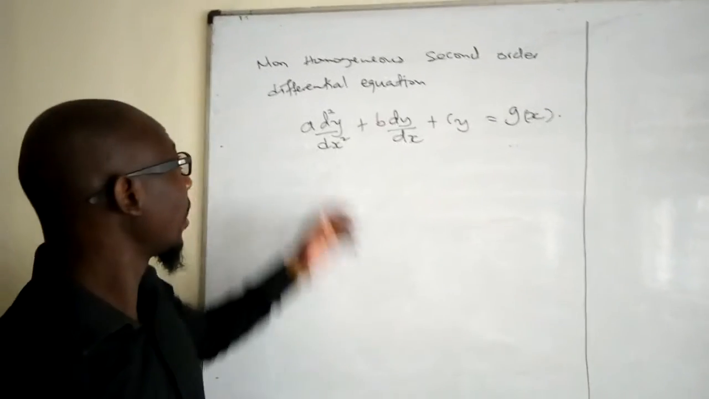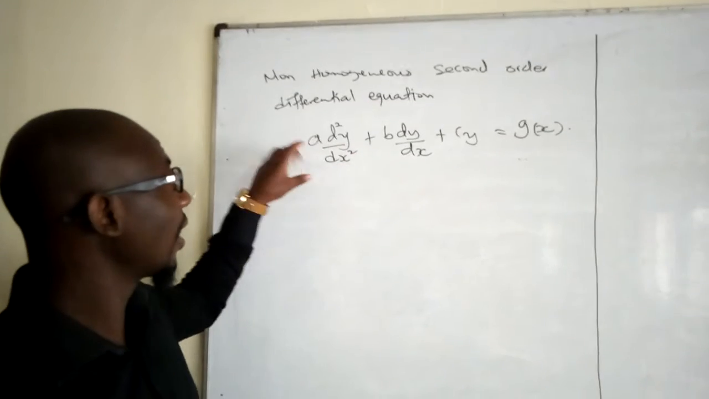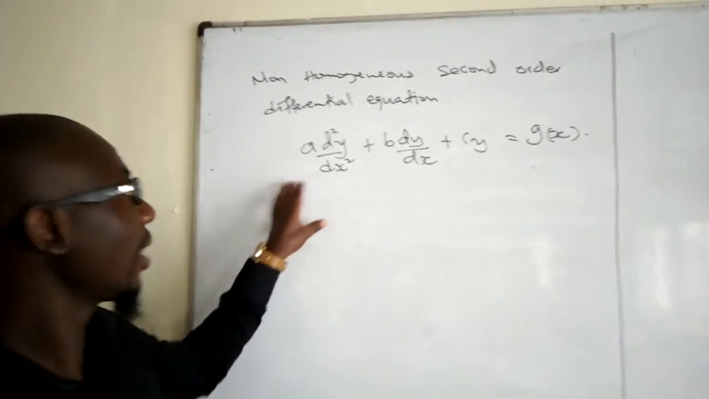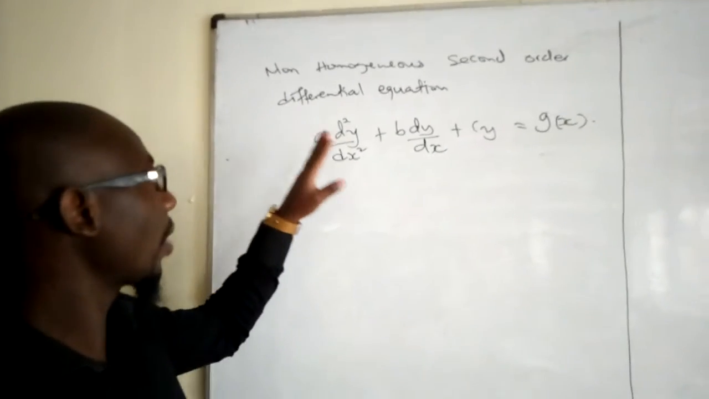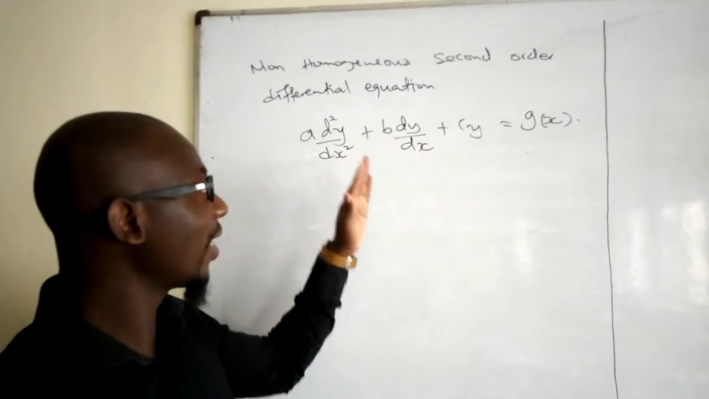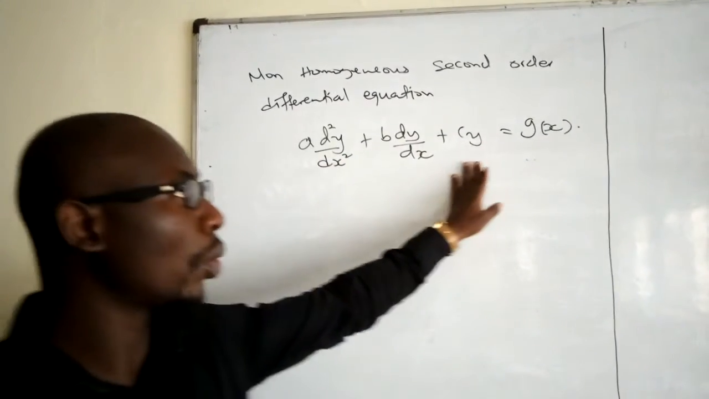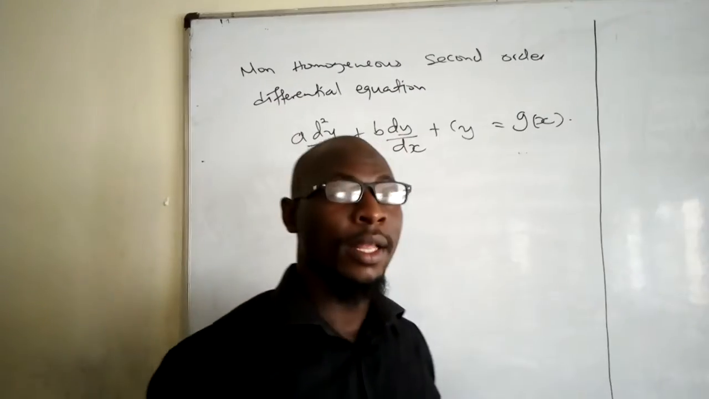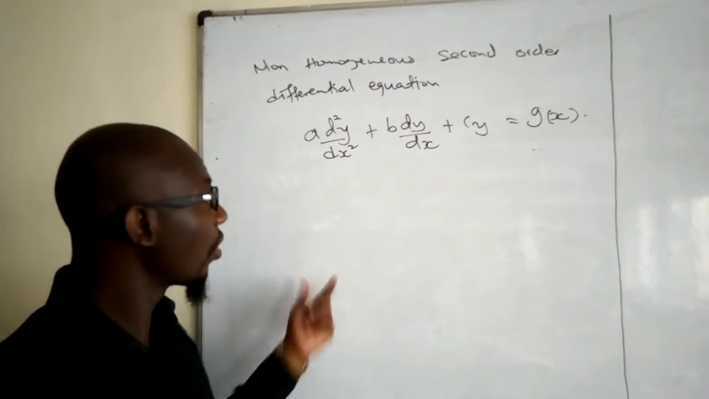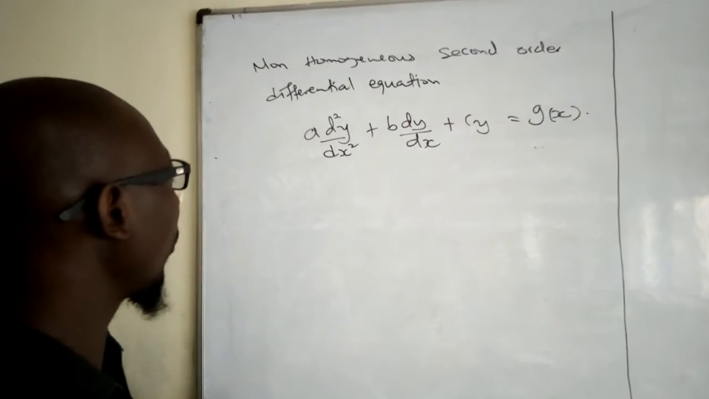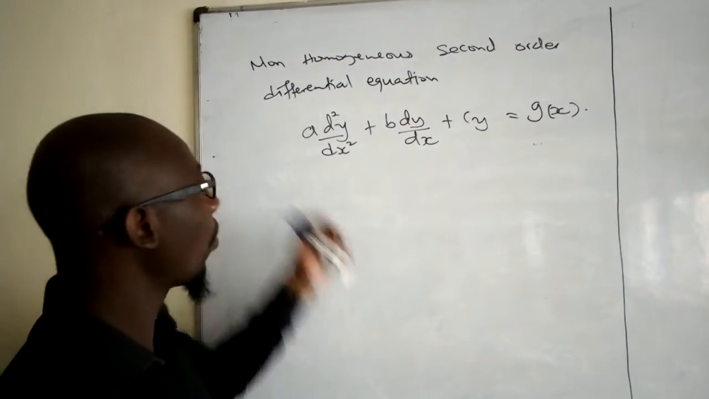Now let's look at the non-homogeneous second order differential equations. These are equations of this form: a d squared y over dx squared plus b dy over dx plus cy is equal to g of x. This equation is non-homogeneous. Previously we looked at how to solve homogeneous.